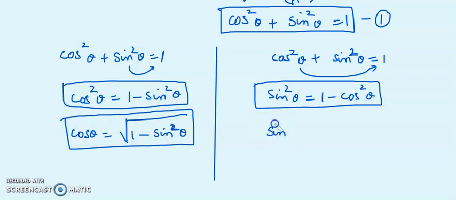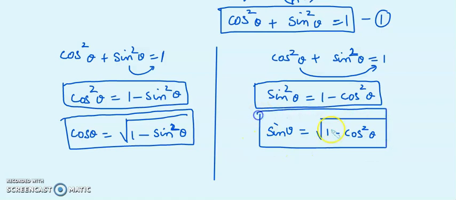Similarly, I can say sine theta is the square root of sine square, so it will be the square root of 1 minus cos square theta. So I have 5 identities right now, 4 of them derived from the first: cos square theta plus sine square theta equals 1.